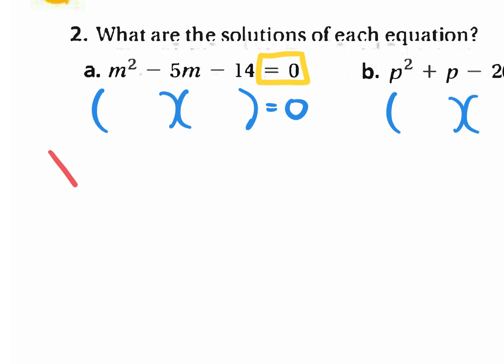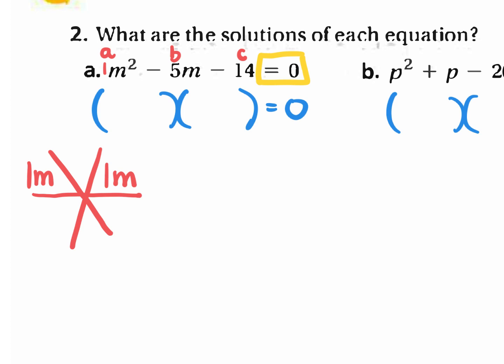To do my star method, I need to make sure I know what A, B, and C are. I always like to work backwards. I say C is negative 14, B is negative 5, A, oh, I need a 1. So since A is 1m squared, I have 1m on this side and 1m on that side. The bottom number would be negative 5. The top number is the combination of A, 1, and C, negative 14. So that will be negative 14.